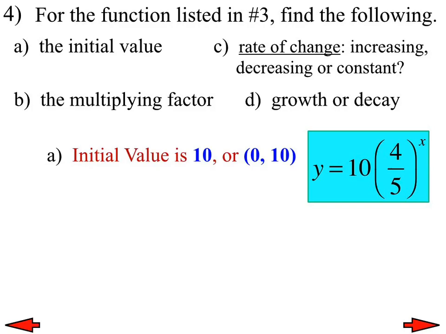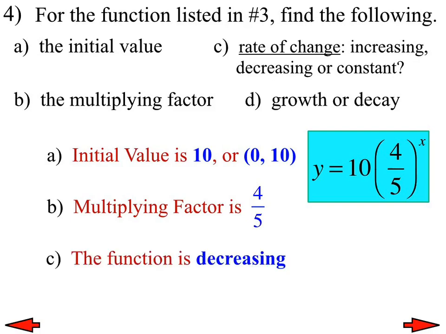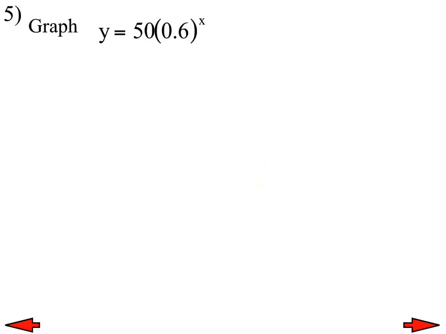Initial value, of course, is 10. If we think of it as the y-intercept, that's (0, 10). The multiplying factor is either 4/5 or 0.8. This is a decreasing function which represents decay. All right, let's go to number 5.